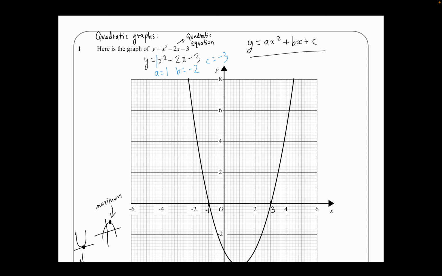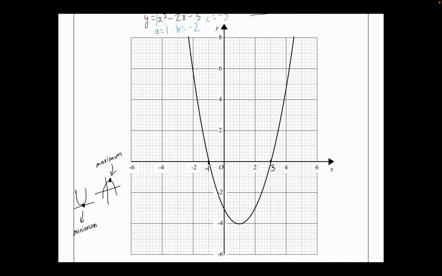Let me just increase the brightness here. So a equals 1, b equals -2, c equals -3, okay? So a is 1, b is -2, c is -3. These are the constant values for a, b, and c. And remember, y equals x squared plus bx plus c is the quadratic equation format. So all the equations with x raised to the power of 2 are quadratic equations, and they must be written in this format, okay?